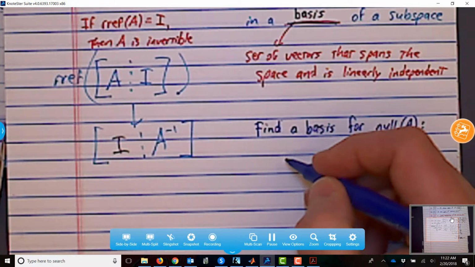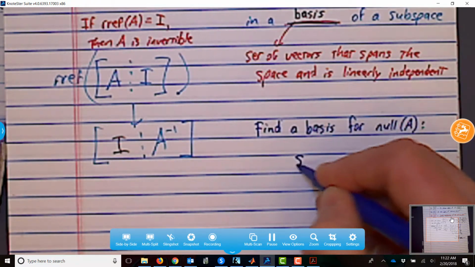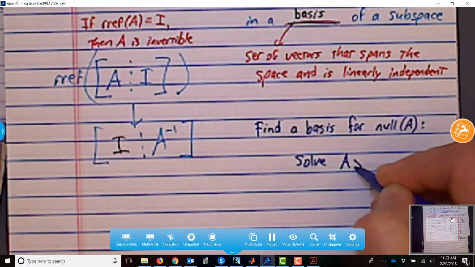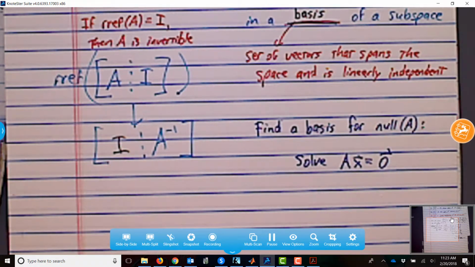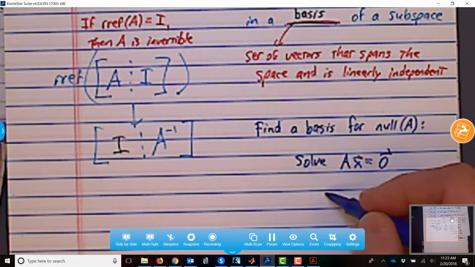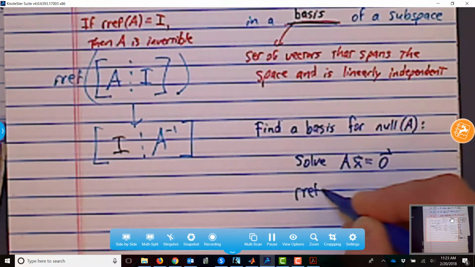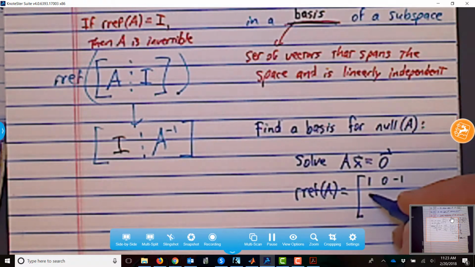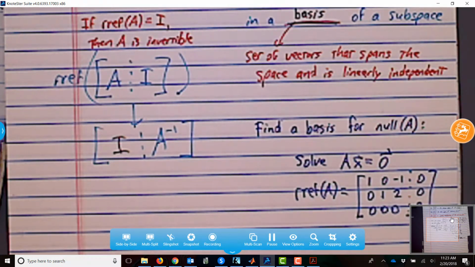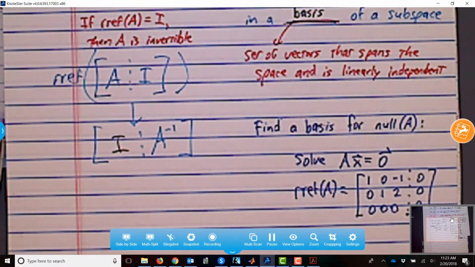Let's do it again real quick, right? So what you do is you solve the equation A times X equals 0. How do you solve AX equals 0? Well, again, reduced row echelon form of A does it for you. Because we got 1, 0, negative 1, 0, 1, 2, 0, 0, 0, right? And then over here, you can imagine we have 0, 0, 0, because it's not going to change at all.